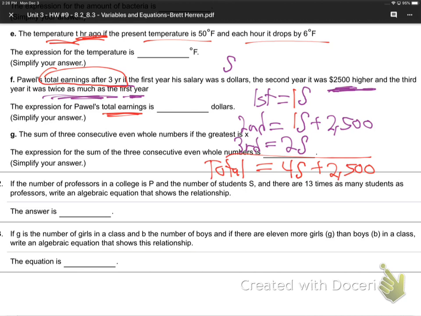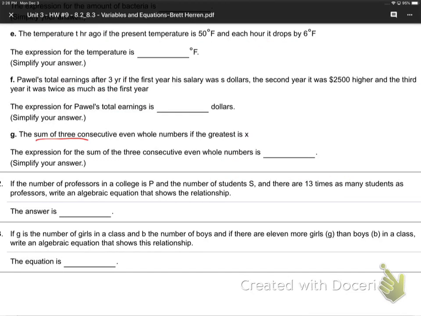Okay, one more. G. The sum of 3 consecutive even. So we're doing the 3 numbers in a row thing again, but this time the only difference is they're even. So that'd be like 22, 24, 26, for example. This time it's not just 3 in a row, it's 3 even in a row. The greatest one is X. So again, that's the bottom one, is X.